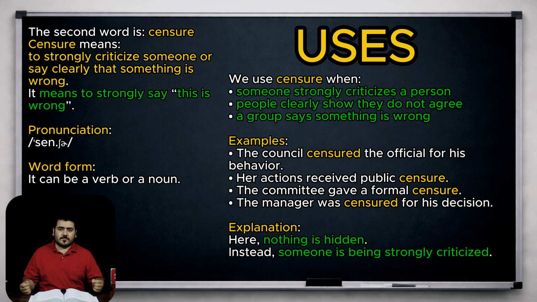Examples: the council censured the official for his behavior. Her actions received public censure. The committee gave a formal censure. The manager was censured for his decision. Here, nothing is hidden. Instead, someone is being strongly criticized.